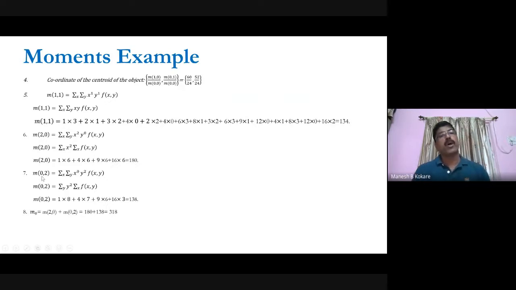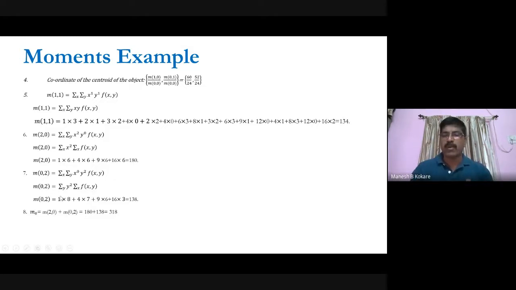for the moment of inertia with respect to the y-axis. So that is nothing but m02. Now when you put the value as m02, this formula will change as x raised to 0, because the i value is 0 and the j value is 2, so y square. Now here you have to take y square instead of x square, and then the summation of f of xy. Earlier you did it with the x-axis, now you have to do it with the y-axis. So look at this one.